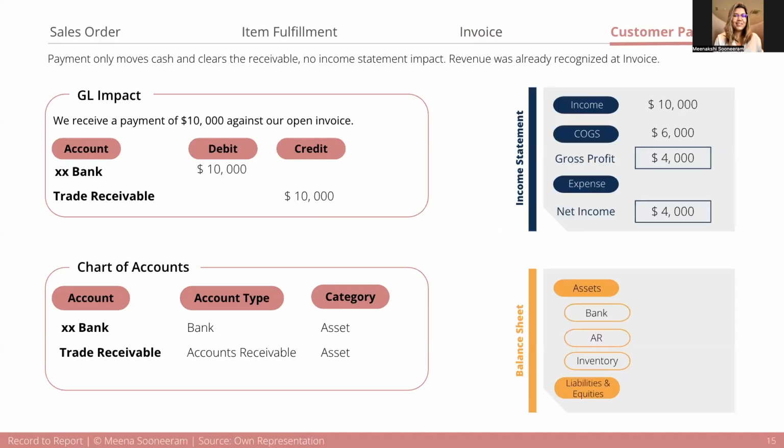So at this stage, nothing on our income statement gets changed. Whereas on our balance sheet, we have the 6,000 inventory that we have carried before. And now we are recording the $10,000 that we have received from our customer in our bank account. And our AR gets cancelled out. So basically, this payment converts what the customer owed us, that was stored in your accounts receivable, into your cash account.